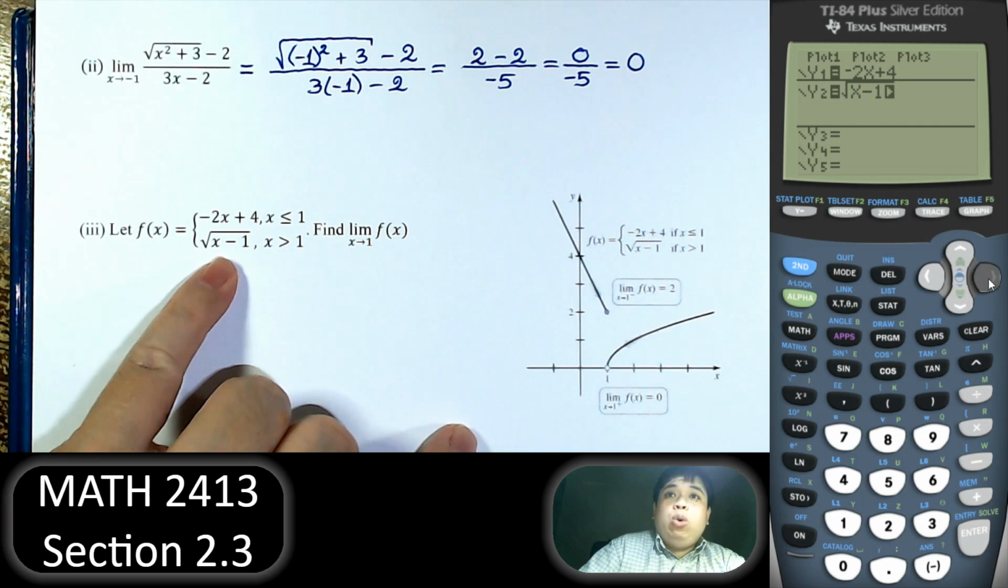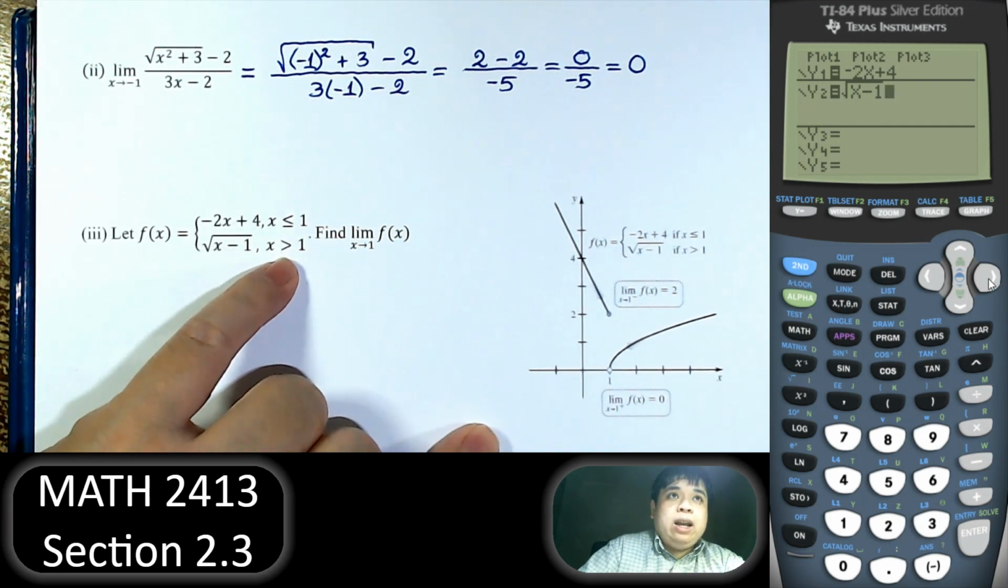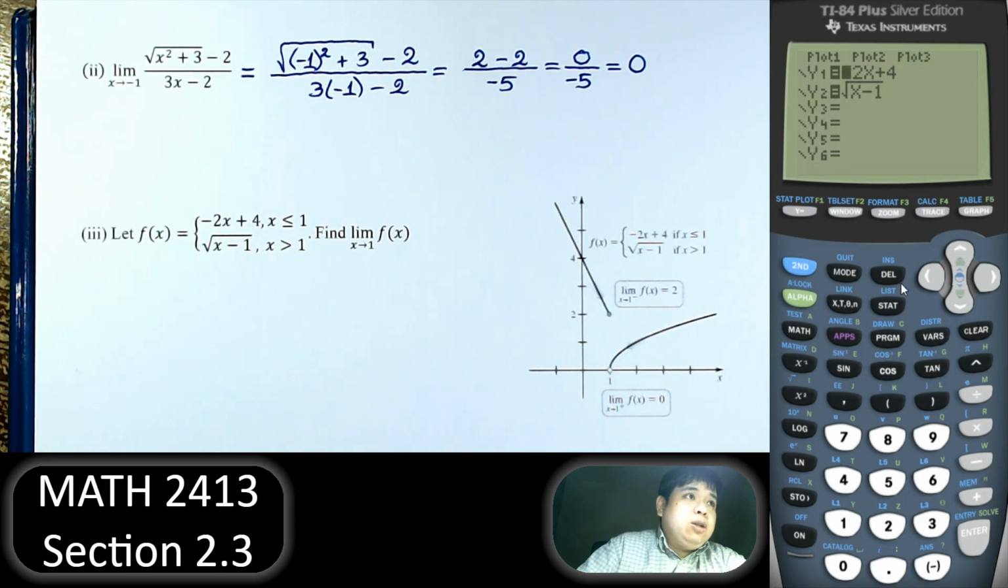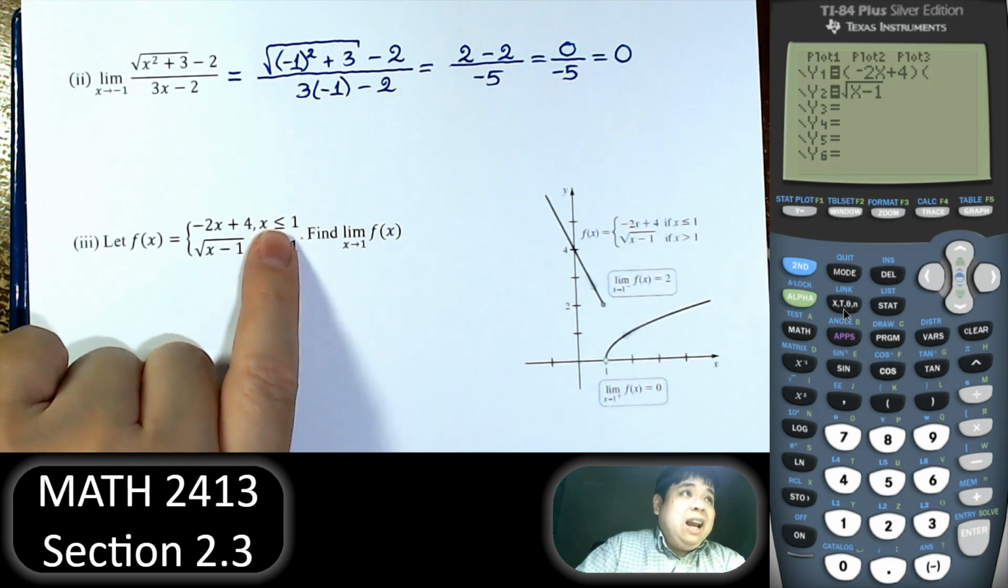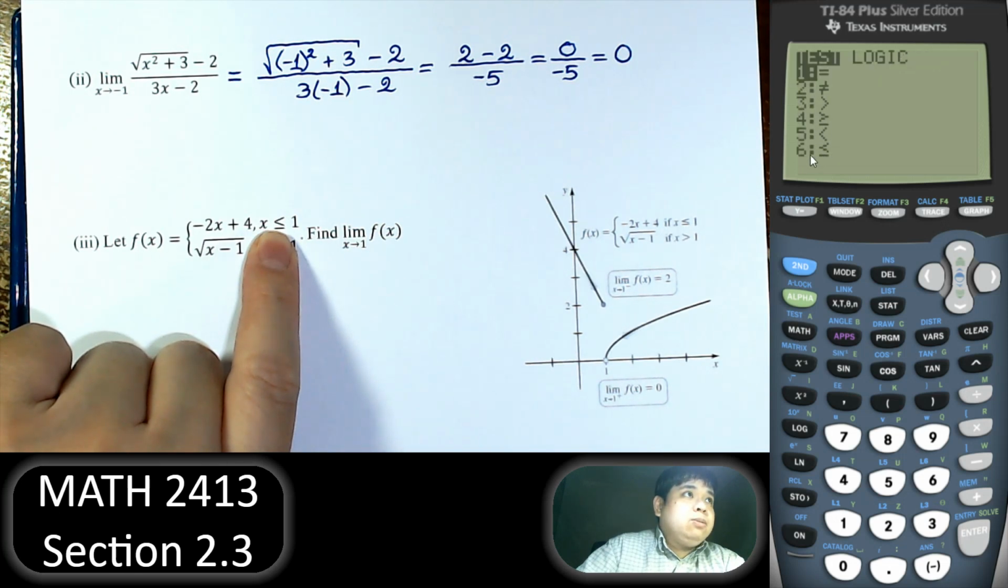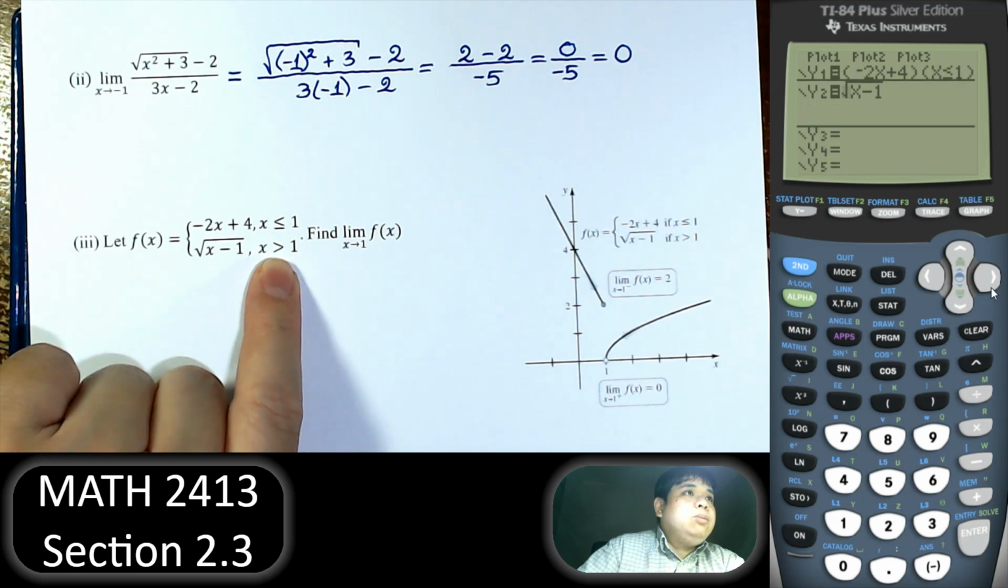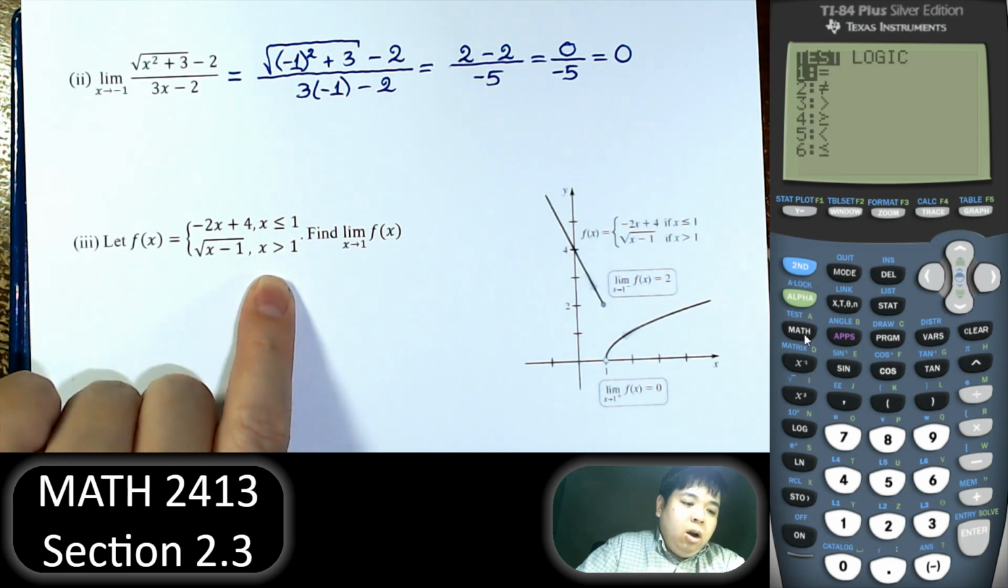Of course, if you enter it like this, it's not going to work because we have the condition of x less than or equal to 1 and x greater than 1. So all we do is make sure that I have parentheses around the -2x plus 4. If you want to graph a piecewise function, or a function with a certain condition, just simply open parentheses and say x less than or equal to. So how do we do that? Second, Math. And there we have the relation. And this one, where x is greater than 1.